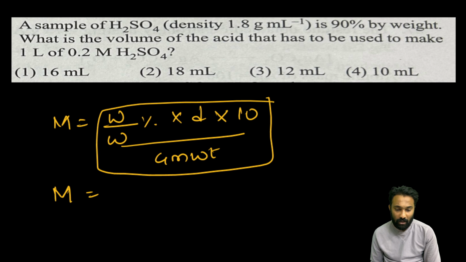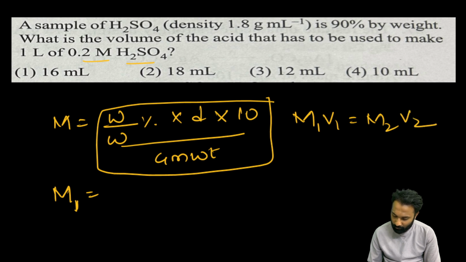After getting the molarity, what is asked? What is the volume of acid used to make 1 liter of 0.2 molar H2SO4? Whatever molarity we got here, we will take it as M1. Then we are going to use the formula M1V1 equal to M2V2. M2 they have given as 0.2 and V2 they have given as 1 liter. But they are asking in ml, right? So convert 1 liter into ml.